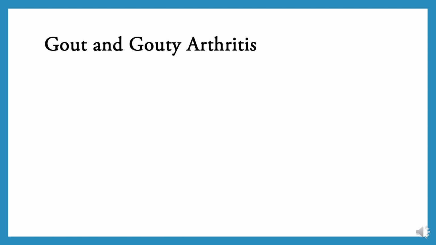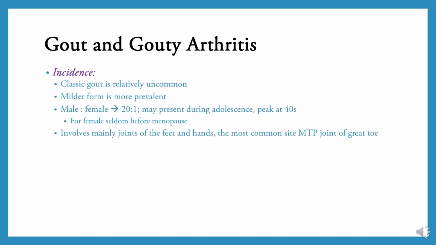Gout and gouty arthritis. The incidence of classic gout is relatively uncommon. The milder form is more prevalent. Male to female ratio is 20 to 1. It may present during adolescence and peaks in the 40s. It involves mainly the joints of the feet and hands. The most common site is the MTP joint of the great toe.